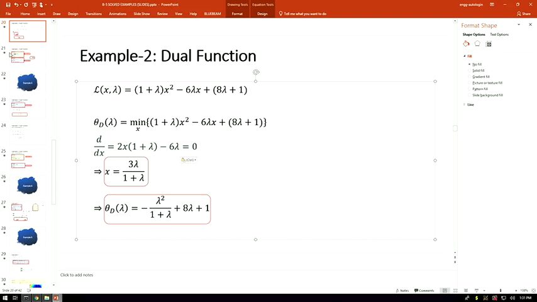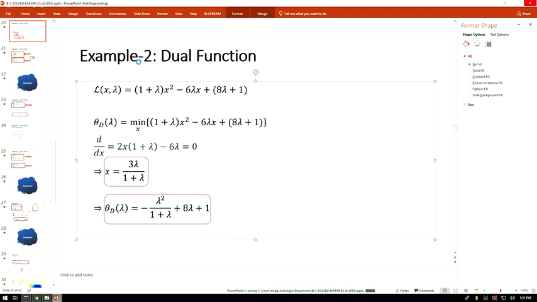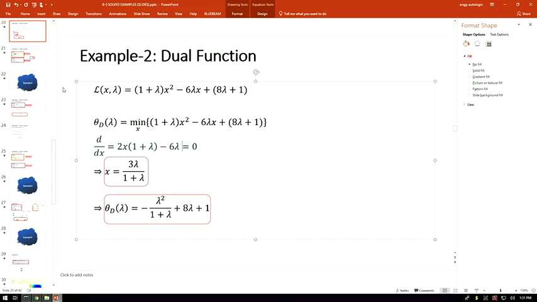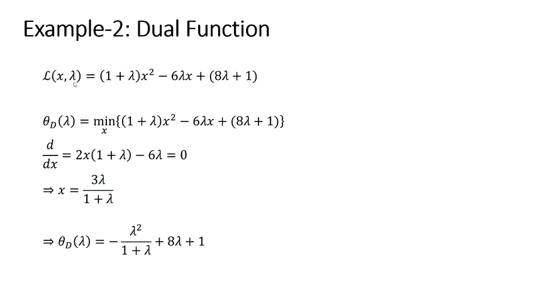Okay, so this is what we have. Derivative of theta d lambda equals this, whence we get x equals 3 lambda over 1 plus lambda. So theta d lambda equals, replacing x with 3 lambda over 1 plus lambda, this. So this is x in terms of lambda. We'll use this later, and this is theta d. Any numerical mistakes?